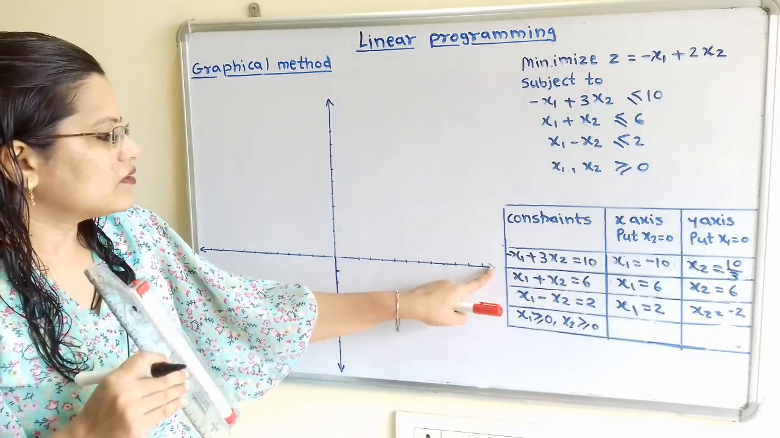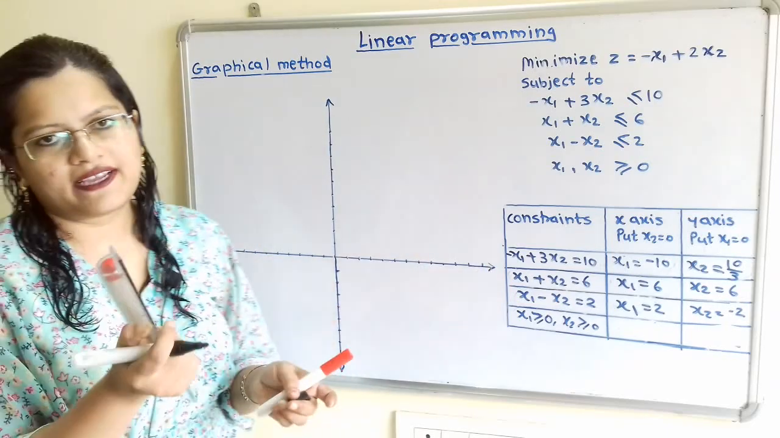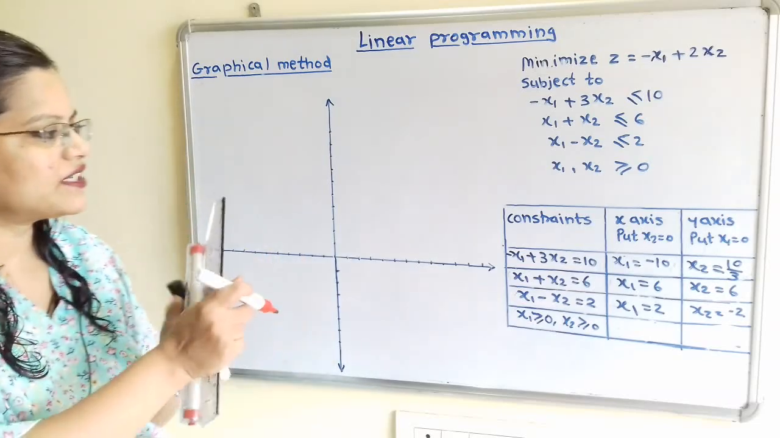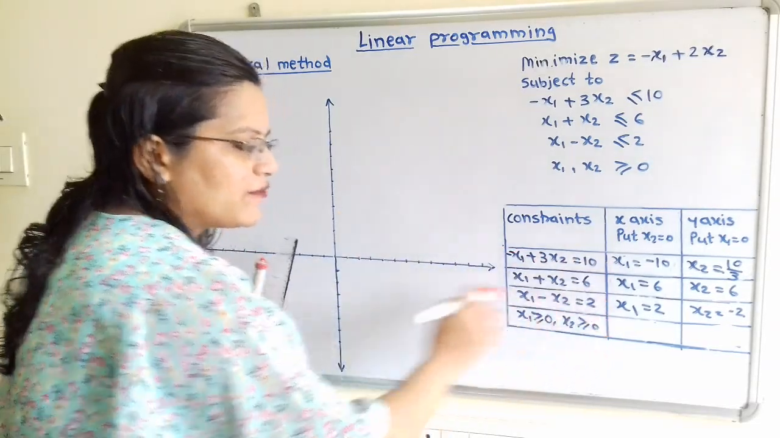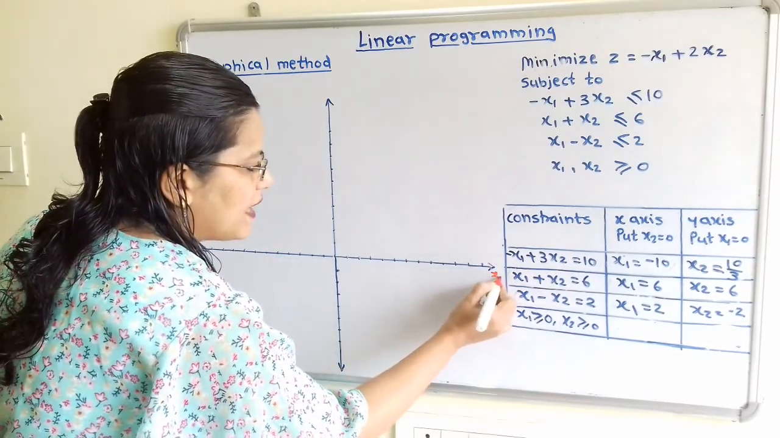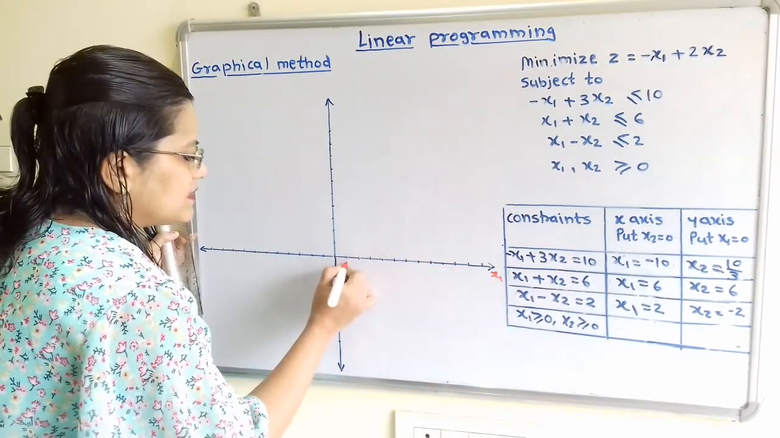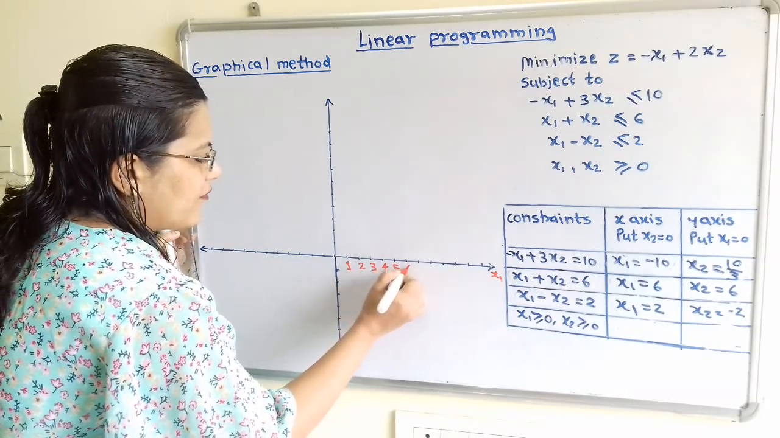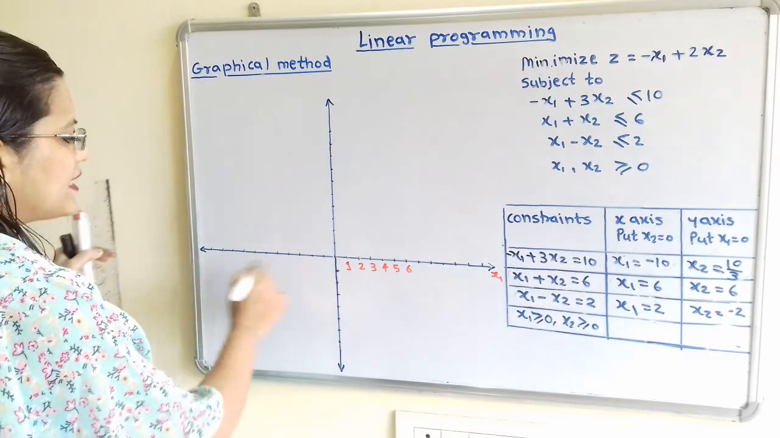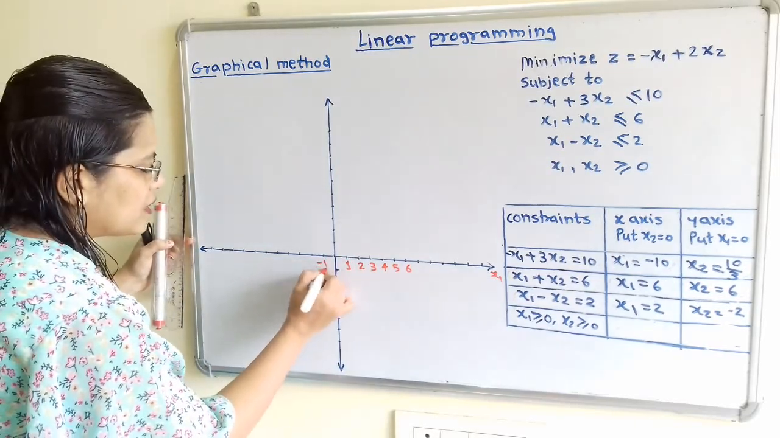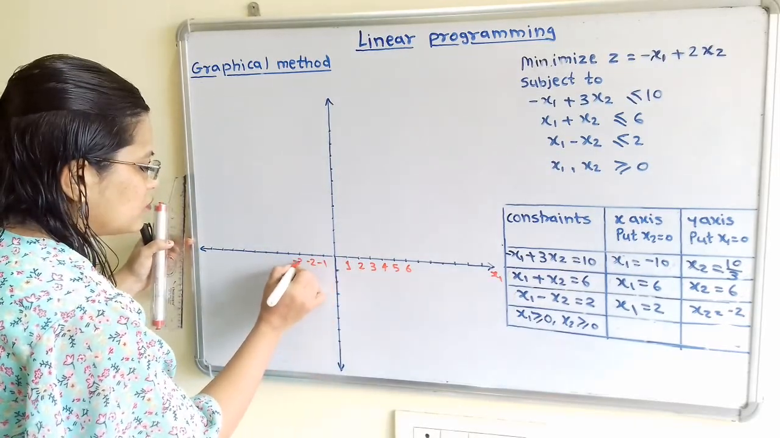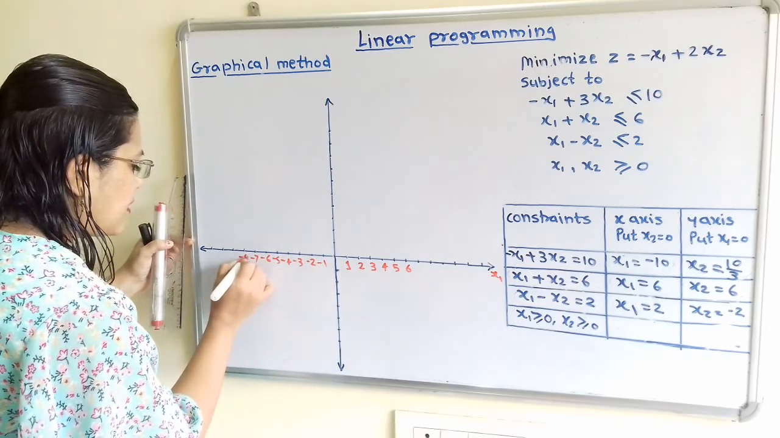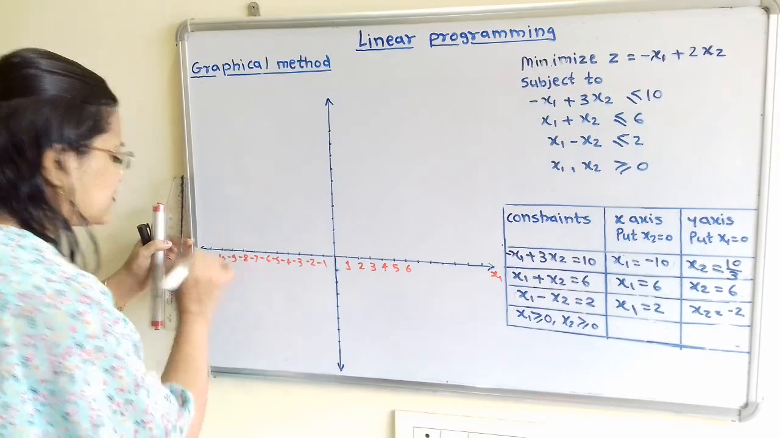Now we will draw the x-axis and y-axis. Now we have to plot the points. On this x-axis, all the values are for x1, so we have to plot the values for x1 here. On the right hand side we will plot the positive points, 1, 2, 3, 4, 5, 6 and so on. And on the left hand side we have to plot the negative points, that is minus 1, minus 2, minus 3, minus 4, minus 5, minus 6, minus 7, minus 8, minus 9 and minus 10.